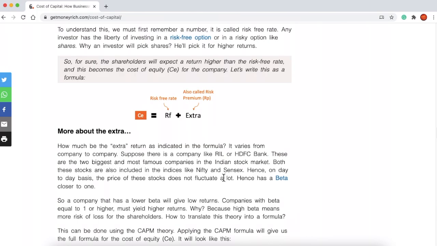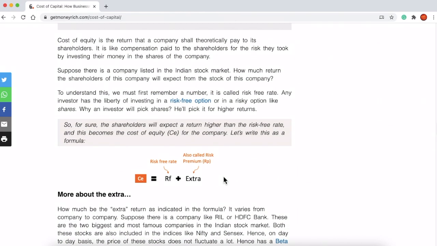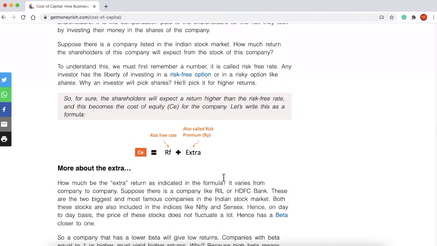Now let's calculate the cost of equity for a company. Remember, cost of equity is risk-free rate plus something extra. In financial terms, we call it risk premium. See, we as investors always have two options to invest. We can either invest in a risk-free option like a bank deposit, or we can take a risk and invest in shares. Why would we invest in shares when we have bank deposits? Because in shares we expect more returns. And how much is that more return? How to quantify that? The more return is the risk-free rate plus something extra.